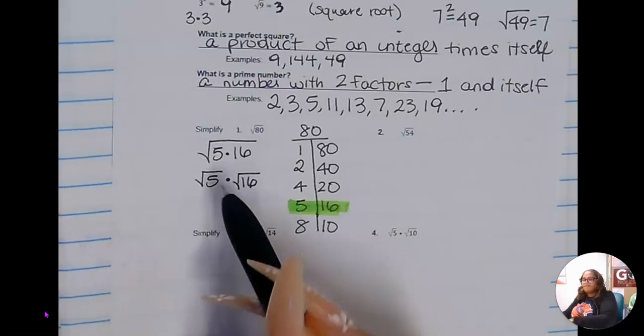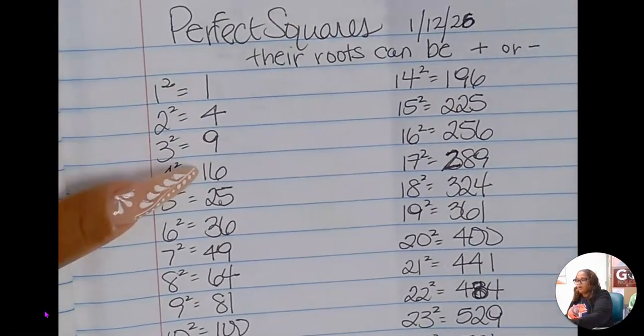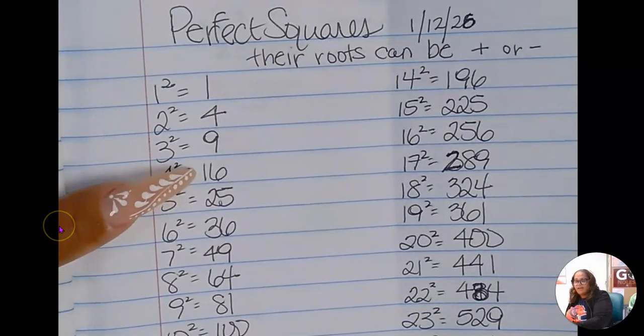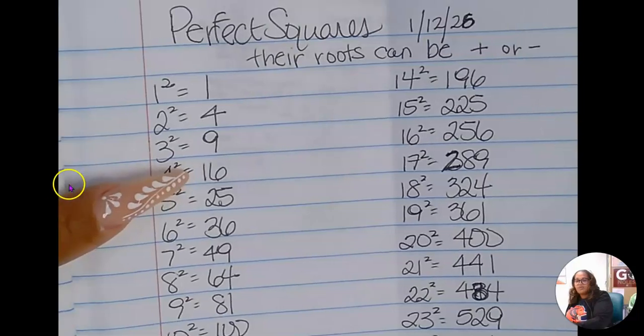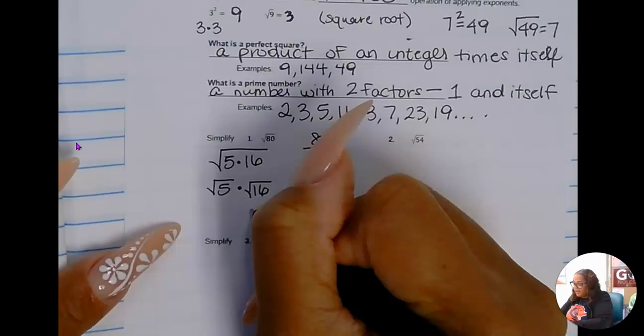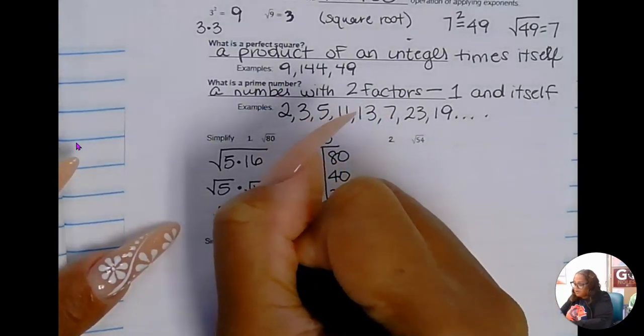Then, do I have 5 as a perfect square over here on my list? No, he has to stay under the radical. But I have 16, right? What is the square root of 16? 4. So I can simplify this and say that this is 4 times the square root of 5.